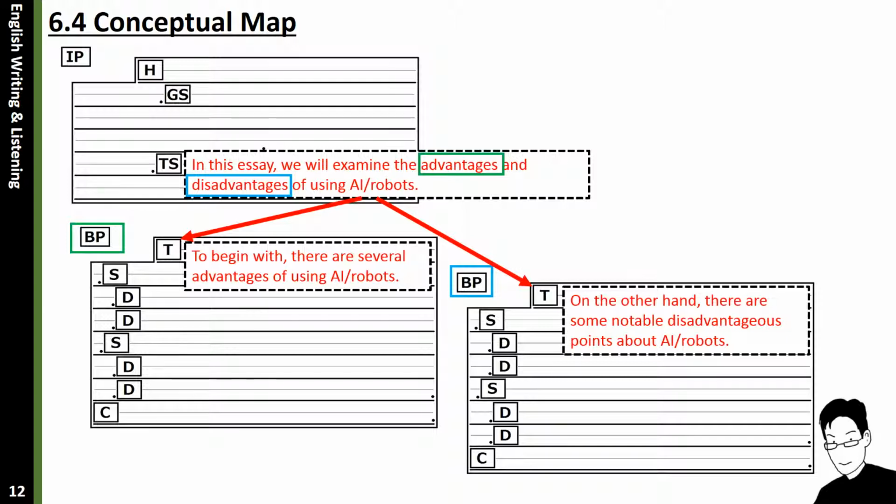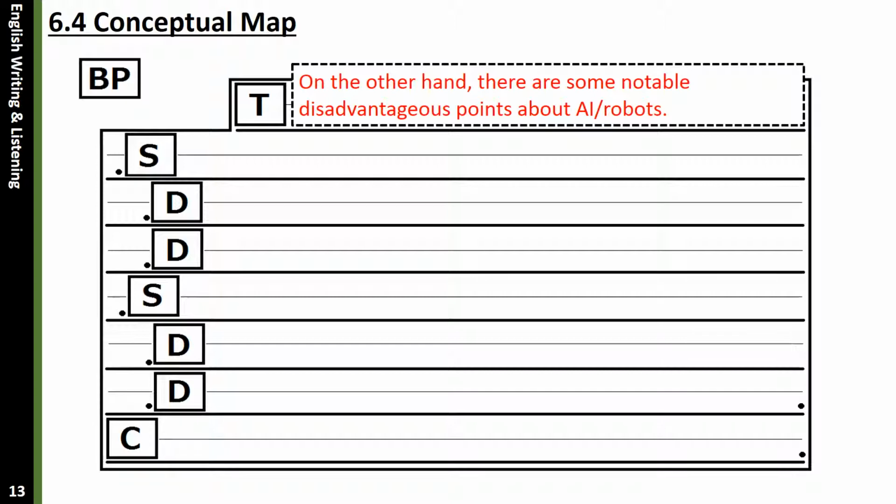For the conceptual map, it might look like this. Our thesis statement suggests that in this essay we will examine the advantages and disadvantages of using AI in robots. As we can see, advantages, that's a main point, so we will make a body paragraph for that main point. Disadvantages is another main point, so we will make body paragraph 2 for that main point.